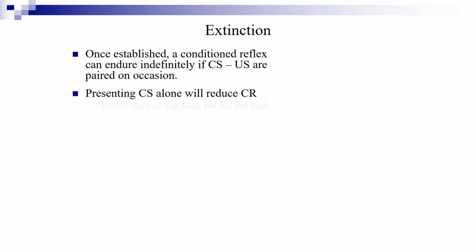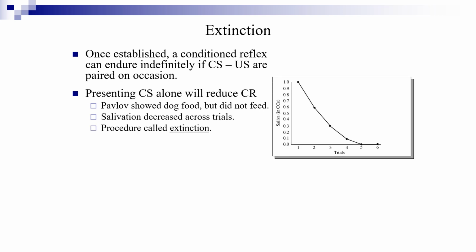But in extinction, we present the CS alone, and over time this will reduce the amount of conditioned responding we see. So in Pavlov's example, Pavlov would show the dog food, but he wouldn't feed the dog. And over time this decreased salivation in the dog over trials. And again, this is called extinction.